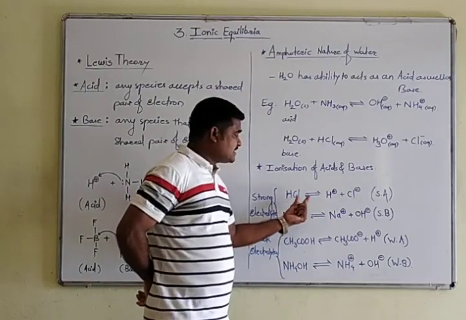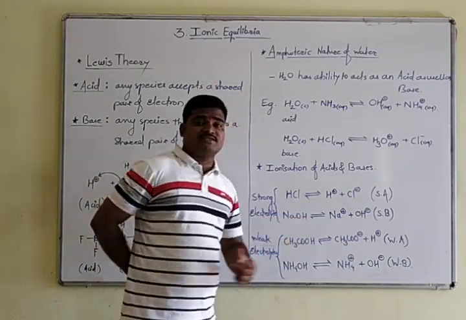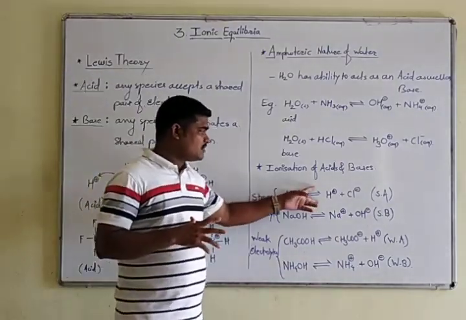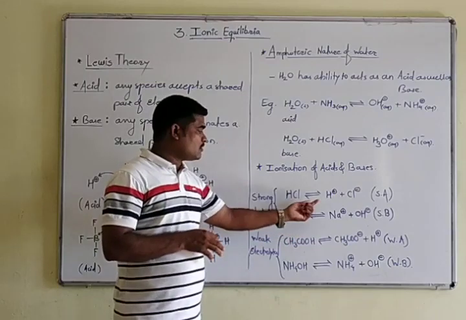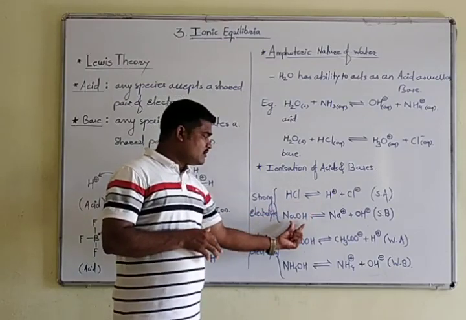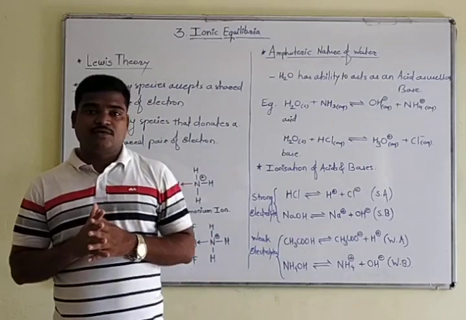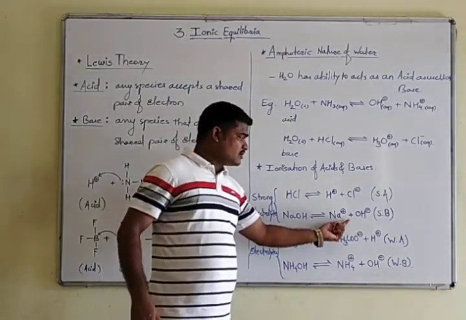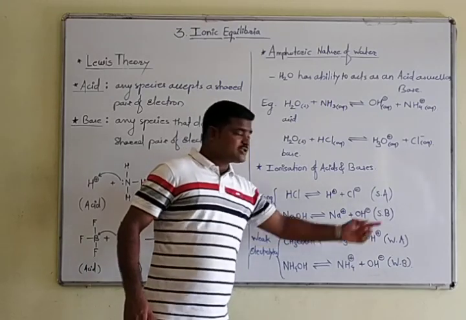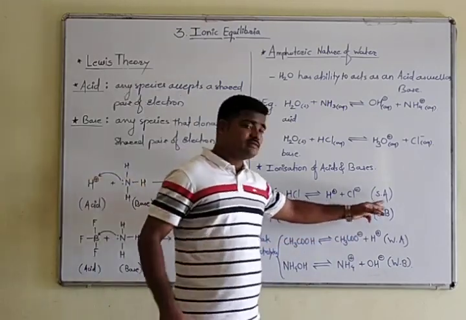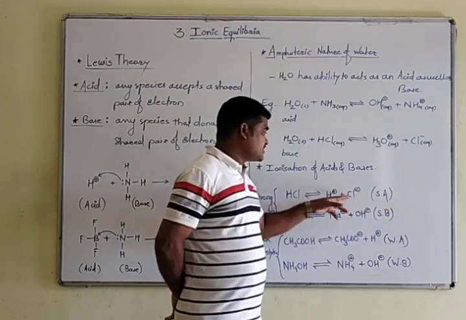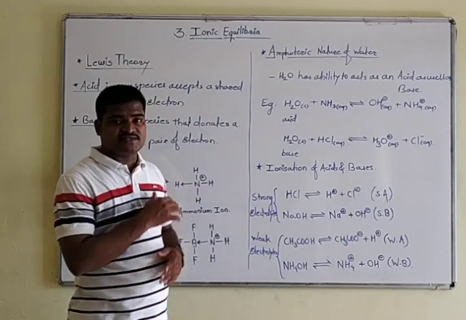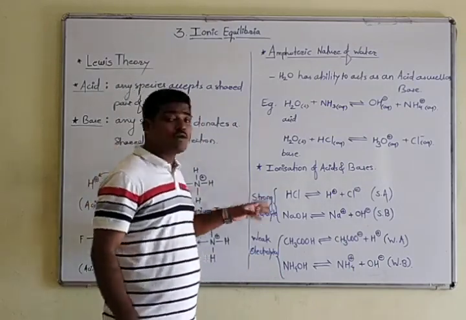Hydrochloric acid, when it ionizes, becomes H plus and Cl minus. We show this with a double-headed arrow. For the second example, NaOH, a strong base, is again ionized in water into Na plus and OH minus. We have mentioned their nature: HCl is a strong acid and NaOH is a strong base. So this is the case for strong electrolytes.